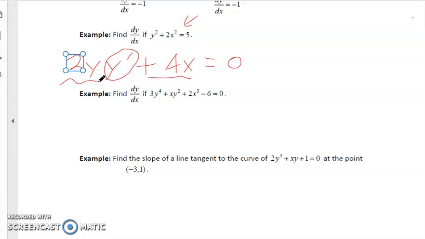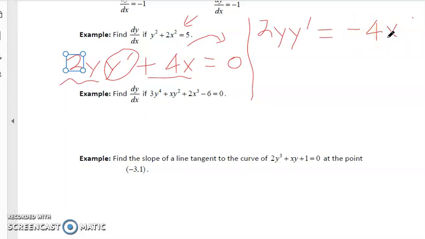and get the y prime by itself. So it's just like solving an equation for y prime. Take your 4x to the other side first. So let me just come over here. You would have 2y prime is equal to negative 4x. That's what you have so far.